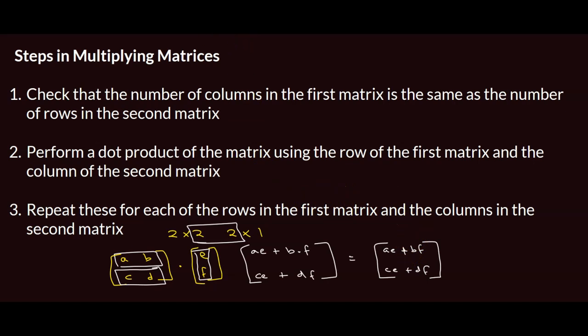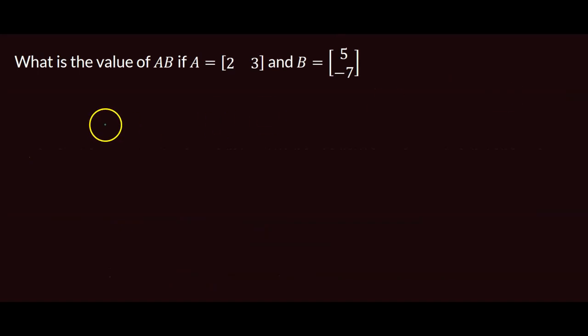Let's actually go ahead and do some examples and put this into practice. So we have, what is the value of AB if A is [2, 3] and B is [5, negative 7]? So let's start off by describing this matrix. This matrix is how many rows? We have 1 row and 2 columns. And here we have how many rows? We have 2 rows and 1 column. So this is going to give us a matrix that can be multiplied because the number of columns here and the number of rows here are the same, and we should be expecting a 1 by 1 matrix.